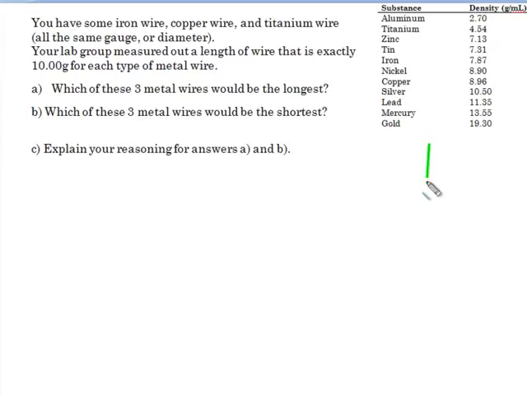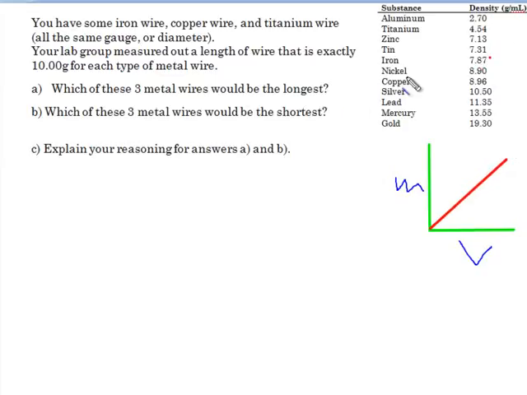Well, I'm going to start by just drawing a simple mass volume chart, and I'm going to just kind of rough in what I think the lines are going to look like for each of the metals. So the first is iron. This is iron here, 7.87. So I'm just going to draw that as a line down the middle.